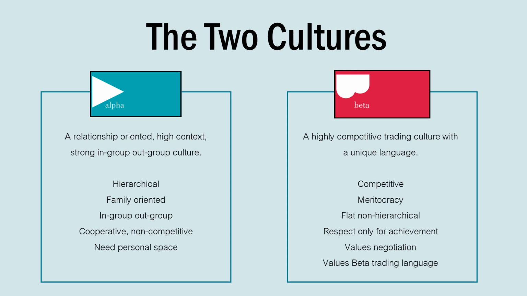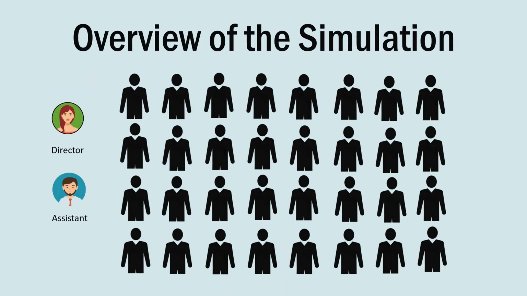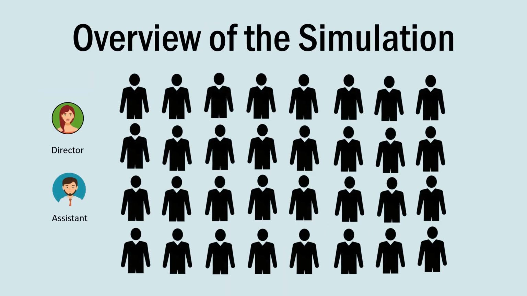Participants are randomly divided into two cultures, Alpha and Beta. From the outside looking in, both cultures look similar. Both have playing cards, chips, and interact using these artifacts. However, they are very different. Here's an overview of what happens in the simulation. It starts with all the participants in one room.